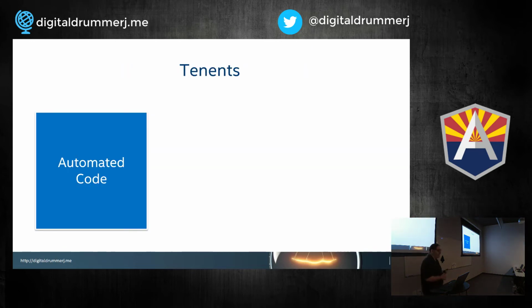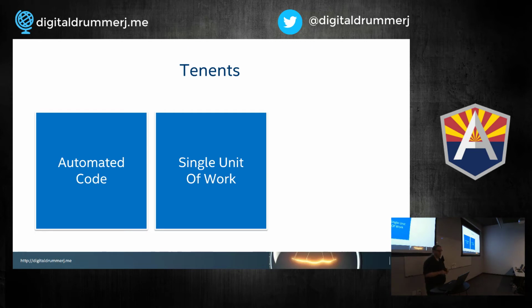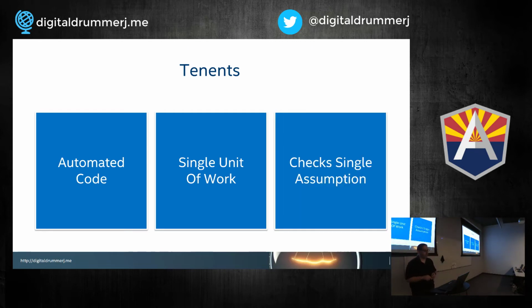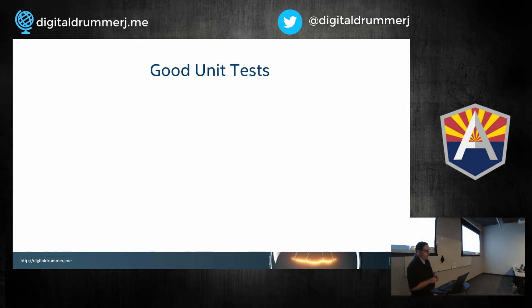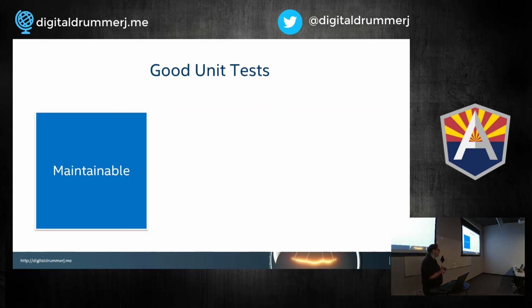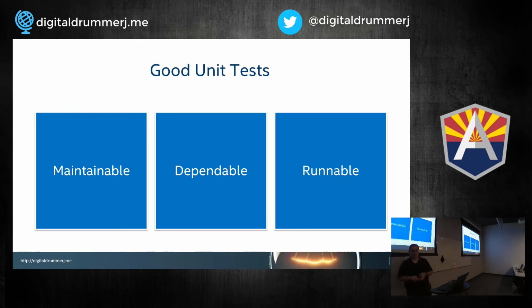We already know a unit test should be automated, should have a single unit of work, and we're checking single assumptions. You noticed every one of our expect statements looked at one single thing. We didn't have it looking at multitudes or running a function that looped through a ton of stuff. One item. We saw a good unit test. They're maintainable, they're dependable, and they're runnable over and over again.